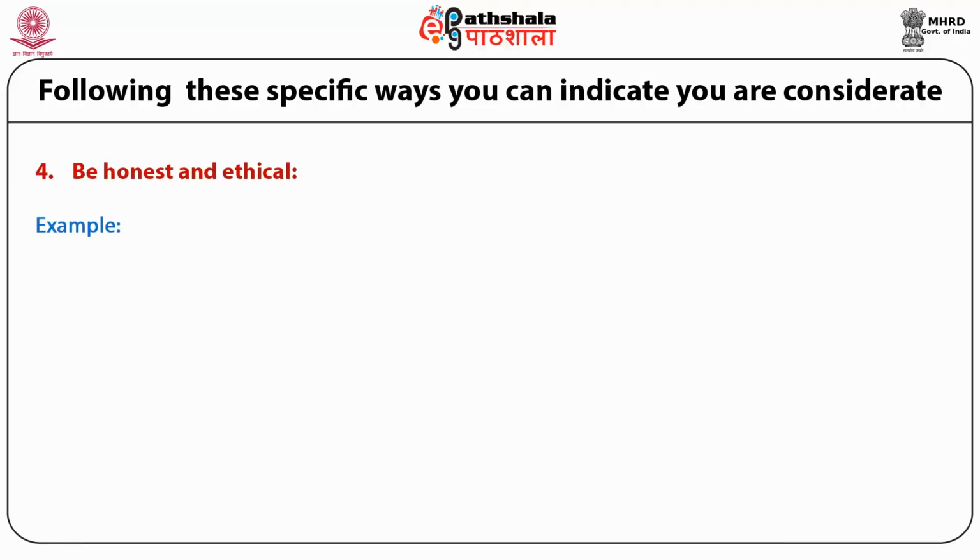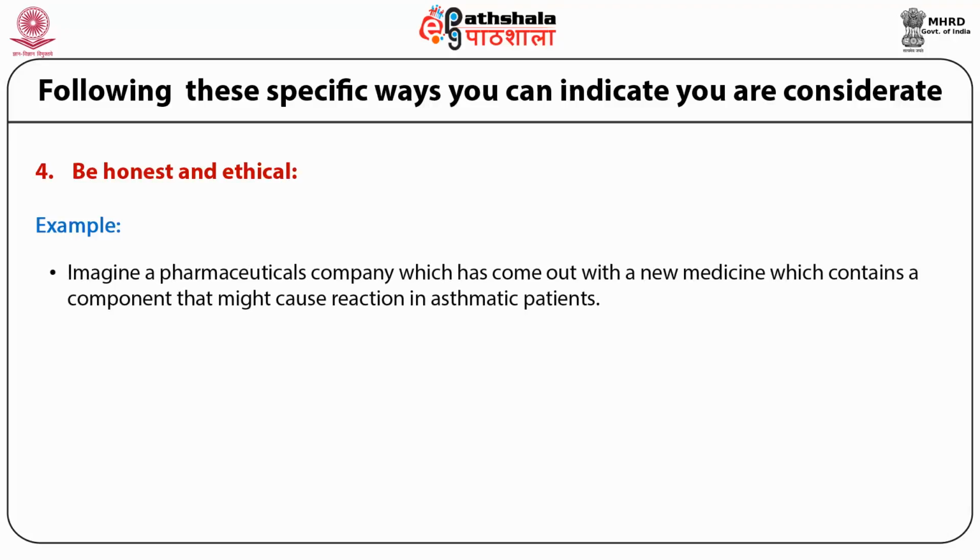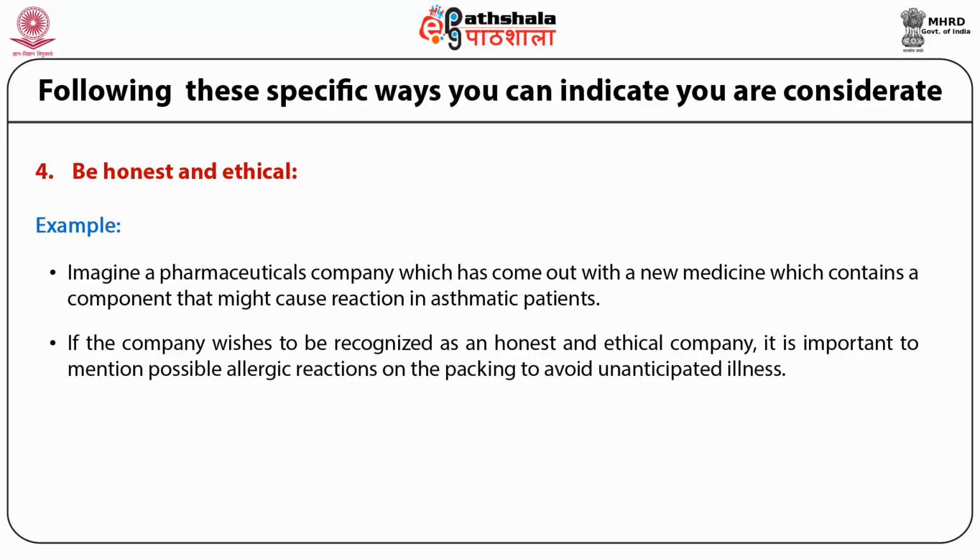Be honest and ethical. Message should indicate honesty in character and integrity in approach. All the details should be collected and presented in a manner that presents a true picture to the receiver. For example, imagine a pharmaceuticals company which has come out with a new medicine which contains a component that might cause reaction in asthmatic patients. If the company wishes to be recognized as an honest and ethical company, it is important to mention possible allergic reactions on the packing to avoid unanticipated illnesses.